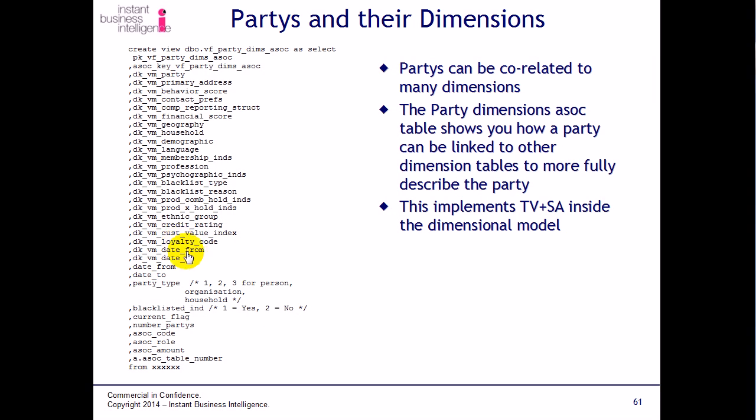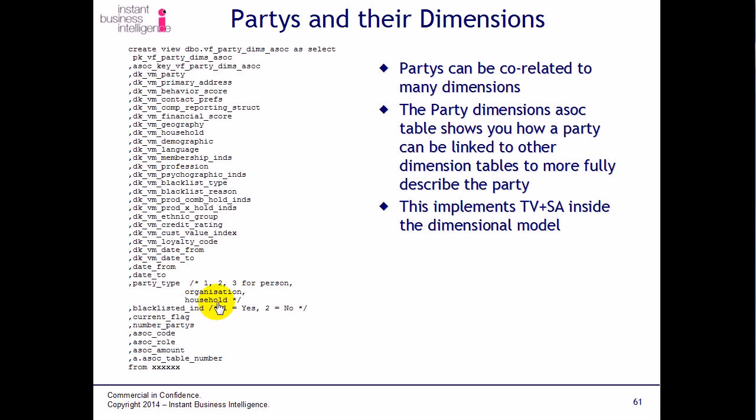And then very importantly, we have date from, date to, a current flag, we have the type of the party, and we have is the party blacklisted as redundantly stored, and number of parties is set to 1. We have an association code and a role and an amount of the association there. That's between the party and the whole set of information that's being associated. We put that on there just for safekeeping from a specific table.